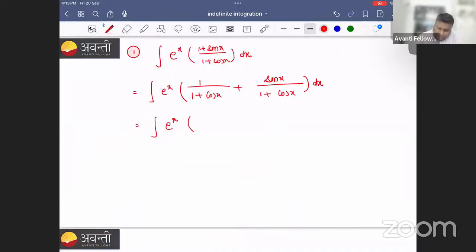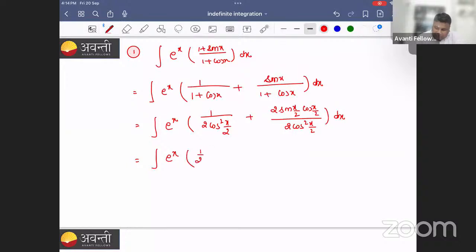This will be 1 upon 1 plus cos x, which is 2 cos square x by 2, and sin x is 2 sin x by 2 cos x by 2, upon 1 plus cos x, which is 2 cos square x by 2, dx. All right. So e to the power x, this is half of secant square x by 2 and it will become tan x by 2 dx. Am I correct?